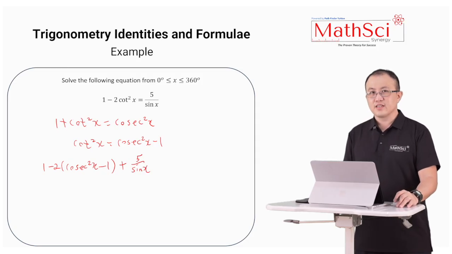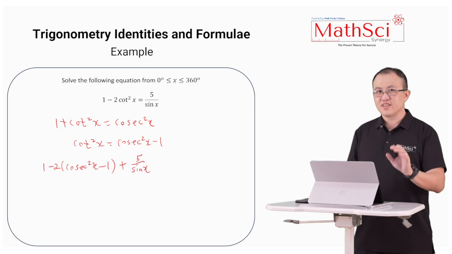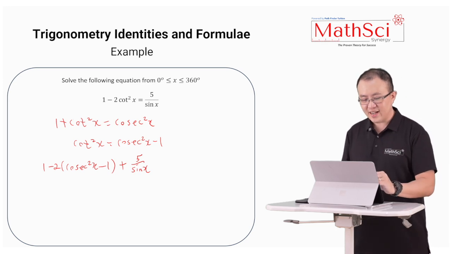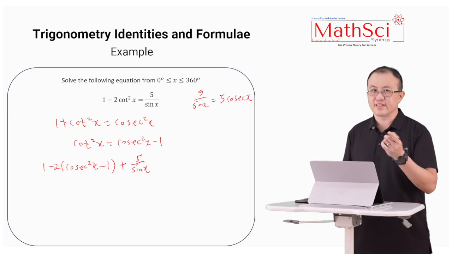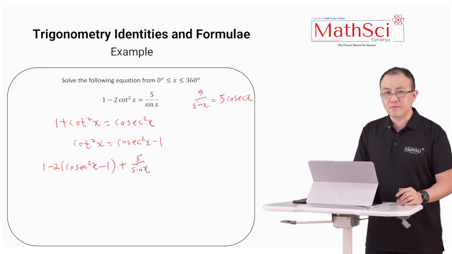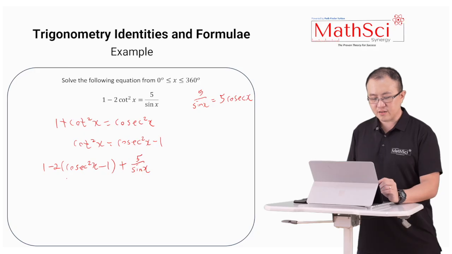Then now you will say, sure, I'm stuck. You are not stuck. Actually, we can still continue. Why? Because you need to know that 5 over sine x is in fact 5 cosecant x. This is the memorizing part. The one you don't need to memorize is the square one, the Pythagorean theorem.